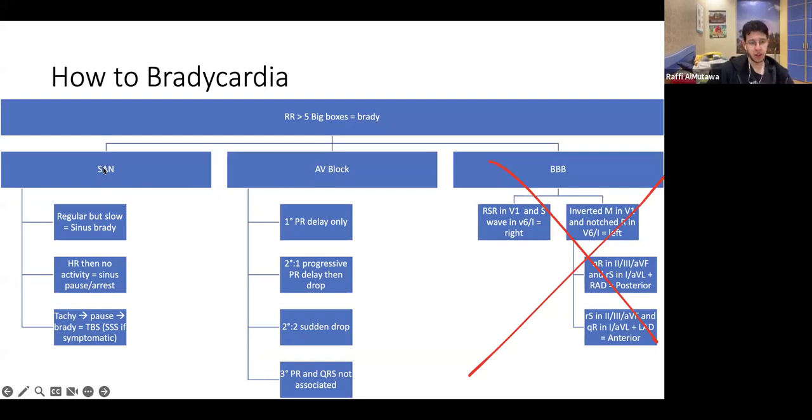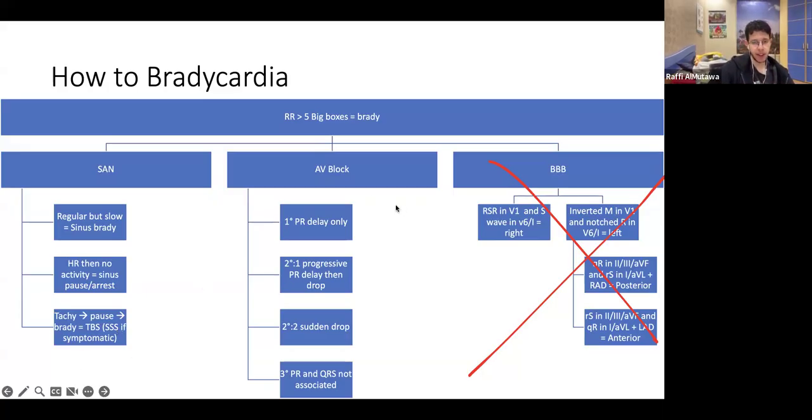Okay. The sinoatrial node, let's say you're looking at it, it's regular, but it's just slow. Okay. This is sinus bradycardia. If it's normal heart rate, but then all of a sudden it just pauses and then goes back to normal, usually the patient isn't sick, they're completely normal. This is called sinus pause or sinus arrest. And then if, for example, they have tachycardia, it pauses and then it becomes bradycardia. This is called tachy-brady syndrome. And then if the patient is actually complaining of chest pain or palpitations or any symptoms of arrhythmia, then we call this sick sinus syndrome.